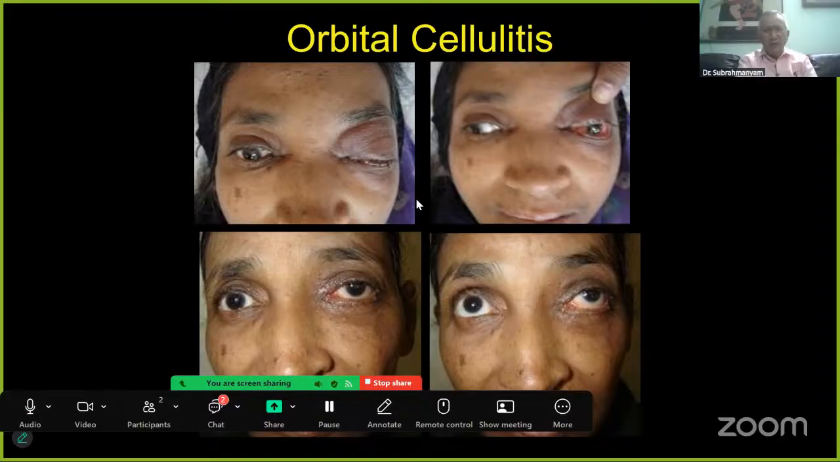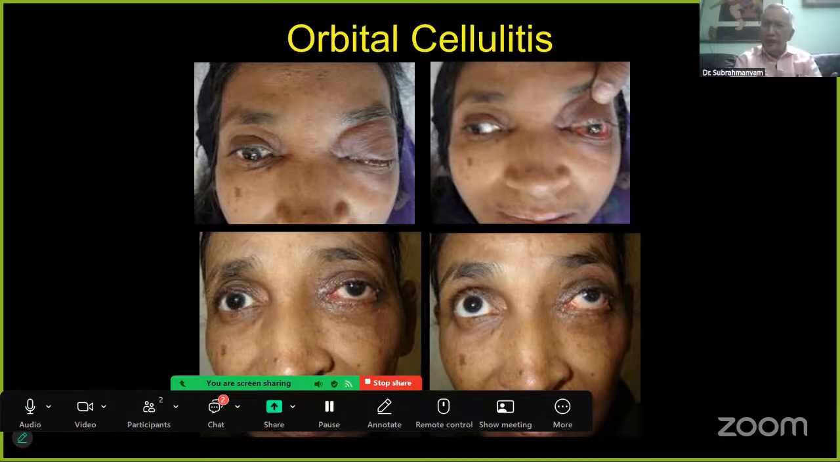It's a case of an orbital cellulitis with severe edema, chemosis, and proptosis. You can see that the eyeball movements are restricted. When the patient is looking to the right, the left eye is not moving. It's in the midline only. There is severe pain, and it's a case of orbital cellulitis which has responded very well to intravenous antibiotics and oral systemic anti-inflammatory drugs, and the patient has responded within 2 weeks. She was like this, and the movements have been restored. One word of caution here.